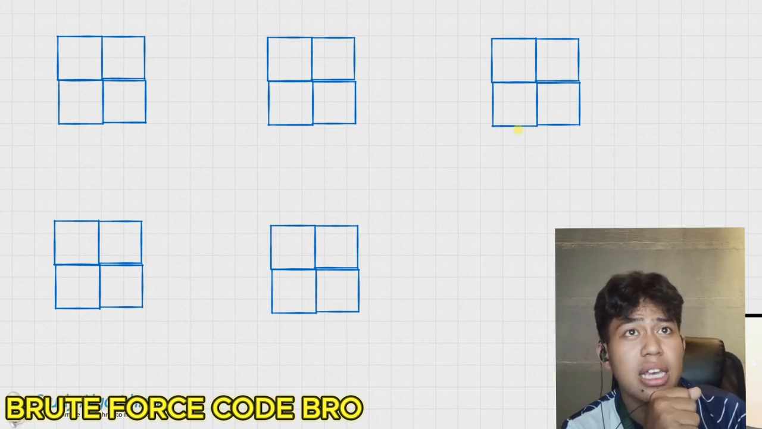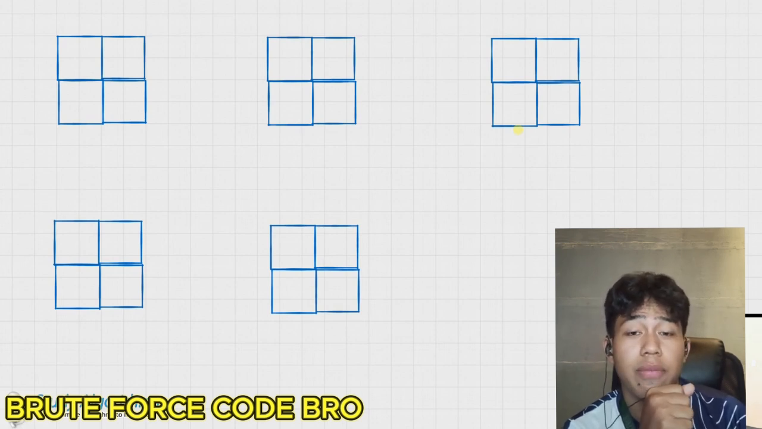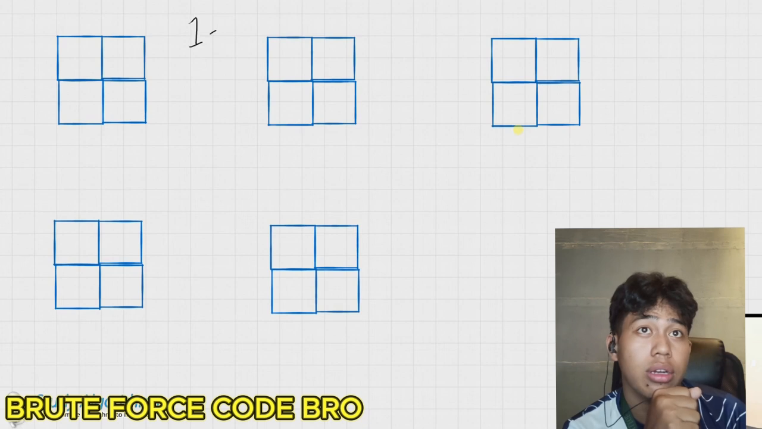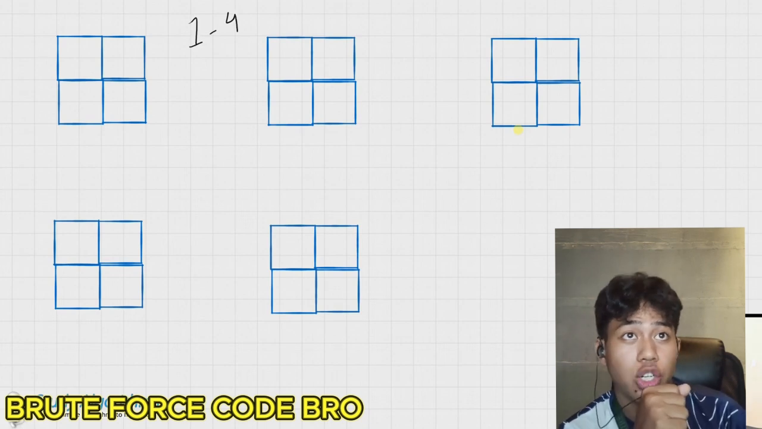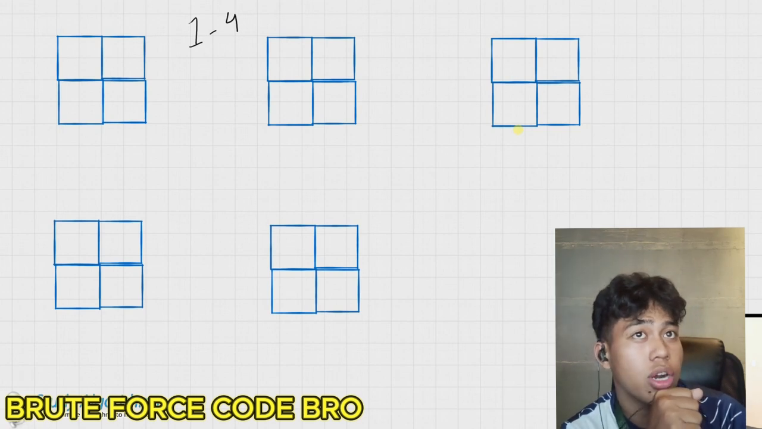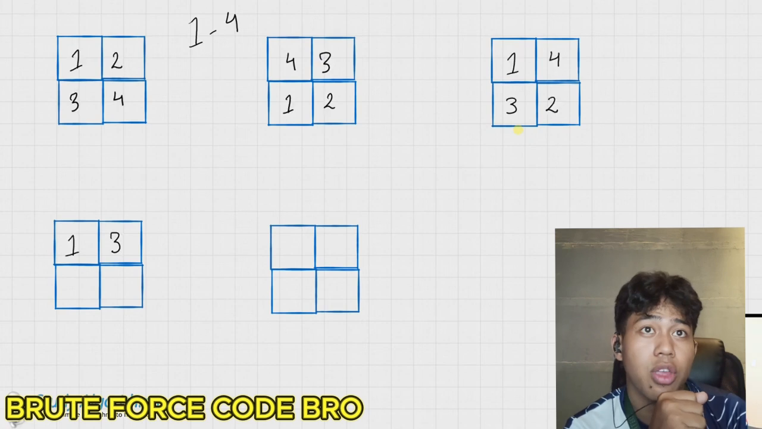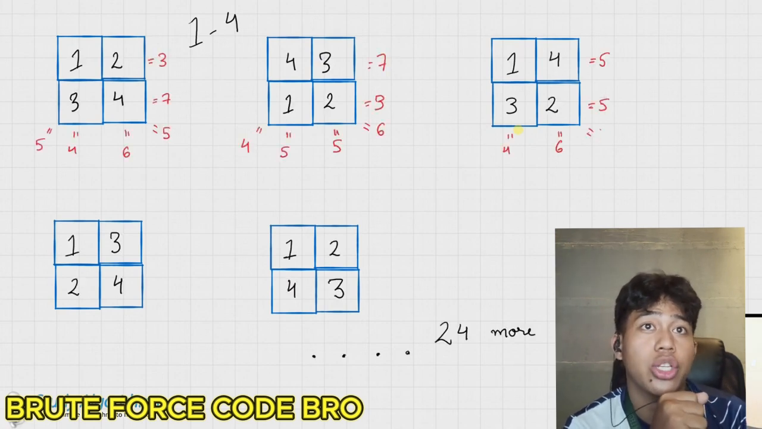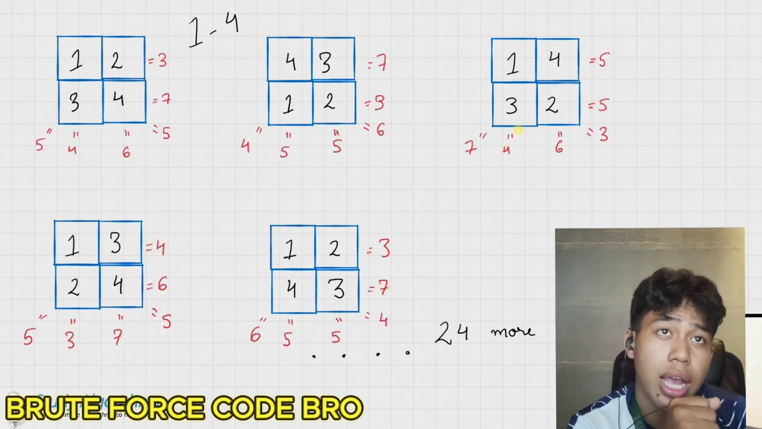So instead of a 3 by 3 magic square, take a 2 by 2 magic square, and I am required to fill in numbers from 1 to 4 such that the sum of all rows, columns, and diagonals is the same. No matter how many combinations I try, I would never reach an answer.